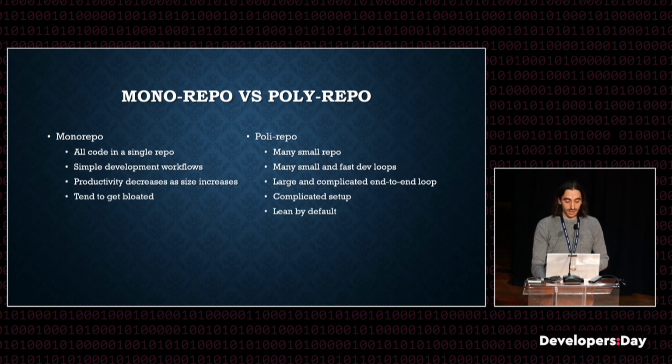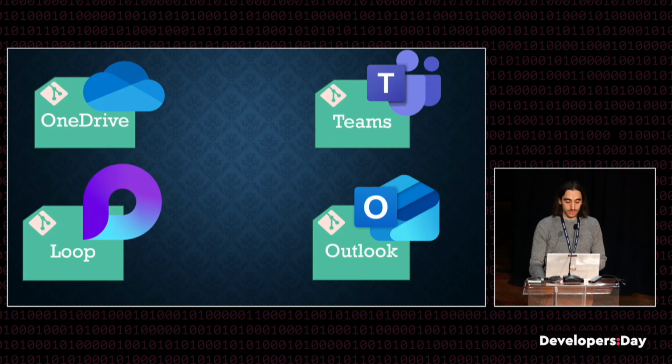So at Microsoft we try to be pragmatic and use the right level where it makes sense. We have a few repos. For example, the code for OneDrive is in one repo, the code for Microsoft Teams is in one repo, and the code for Outlook is in one repo.